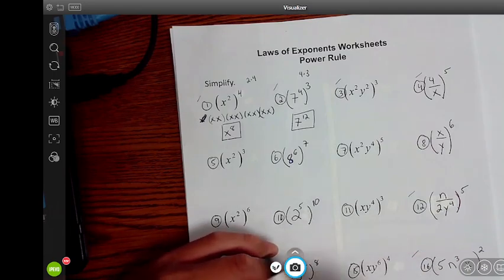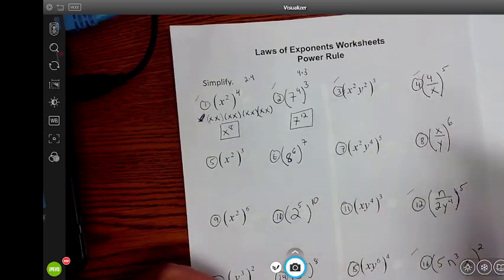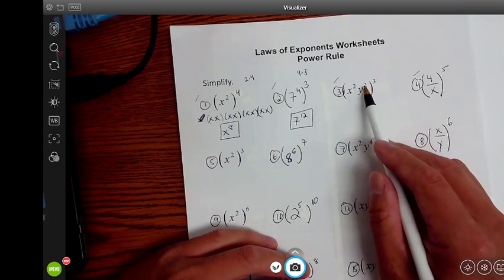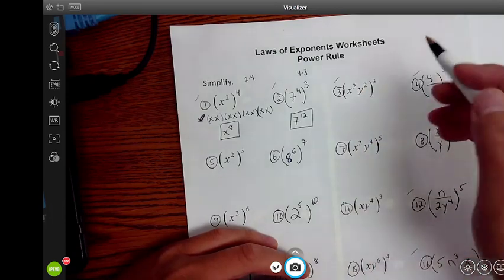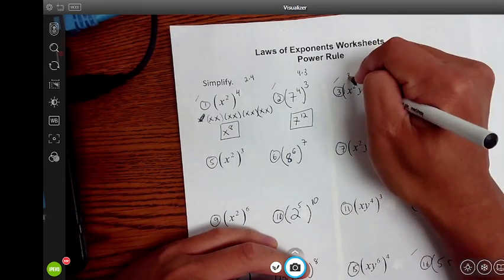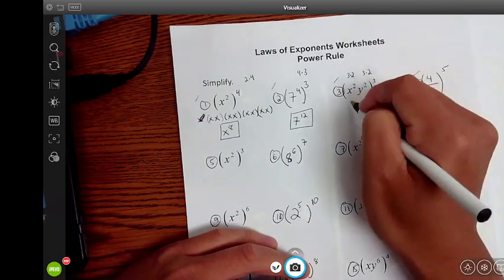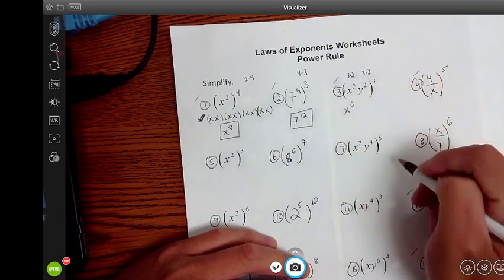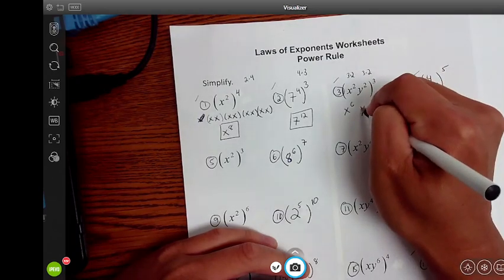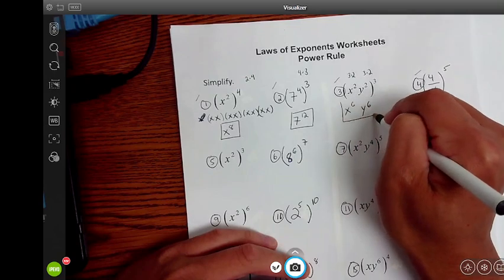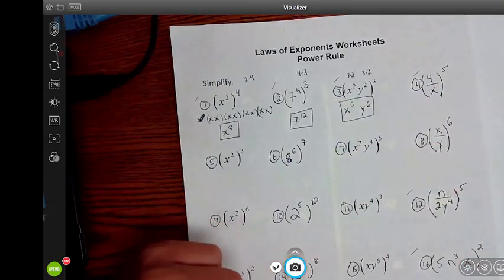Alright, let's do another one. Let's do number 3. For 3, there are 2 exponents inside the parentheses. So we're going to multiply the 3 to the 2, 3 times 2, and also the 3 to this 2, 3 times 2. So that x is going to be to the 6th power, and the y is also going to be to the 6th power.